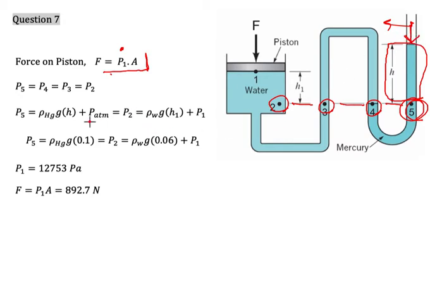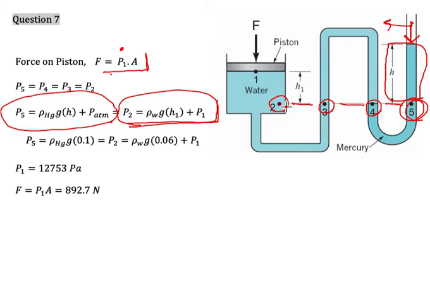Okay, so this is the equation for P5. For P2, we could calculate it as this one, because the point at number 2 here is equal to rho gH1 plus the pressure at point 1 here. From the idea of this one, it is equal to P5 here. So it is equal to rho g 0.1, and that is equal to P2, which is equal to rho g 0.06 plus P1.